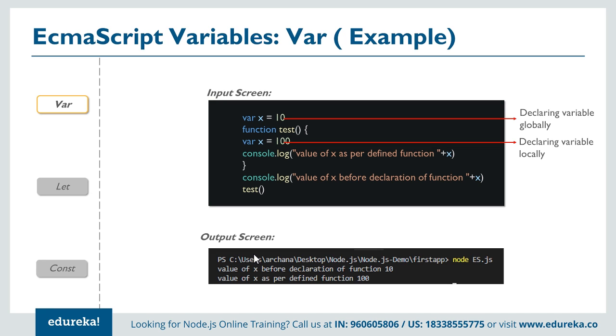So here is an example. Declaring variable globally, var x equal to 10. Declaring variable locally, so inside the function test we have again declared x equal to 100. So inside the function test the value would be 100, and the value of x before declaration of the function is 10. Then inside the function the value is 100.